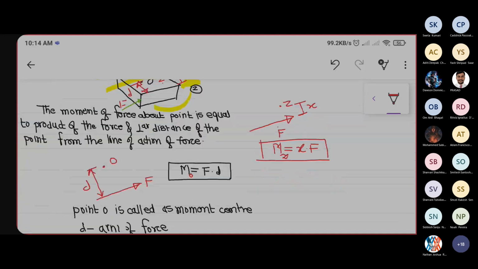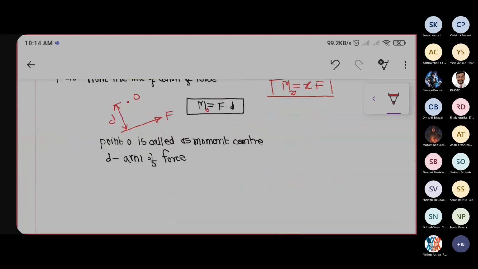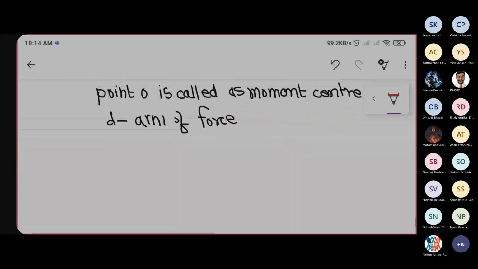Now let's go to the next theorem. Don't worry, when we solve a problem you will understand this concept very easily. Next we have one big theorem, only one theorem in these two modules. That is Varignon theorem.